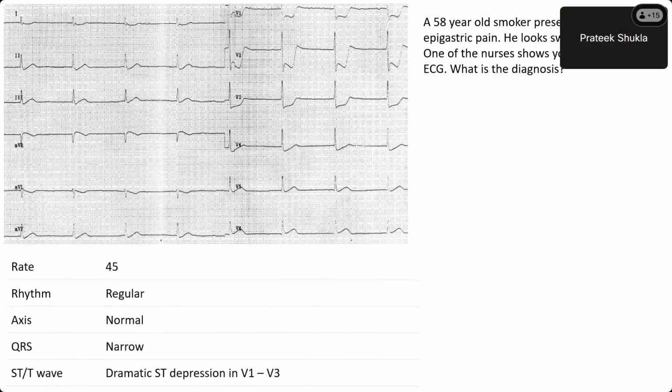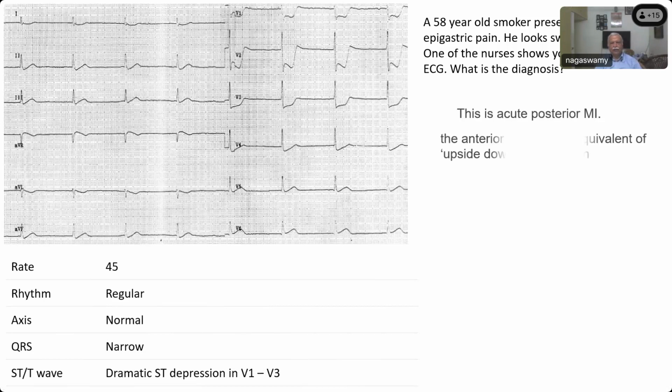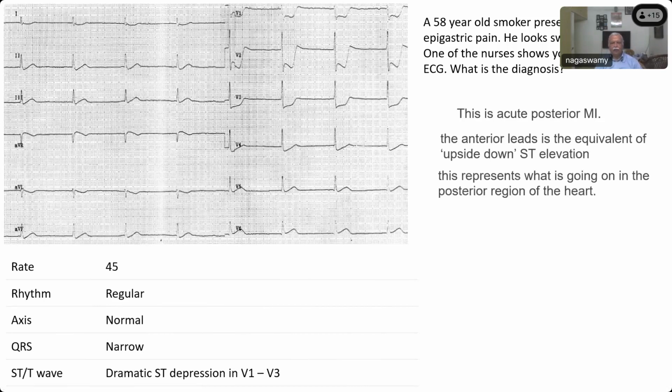So rate is about 45, rhythm regular, axis normal, QRS narrow, but there is a dramatic ST depression in V1 to V3. This is acute posterior wall MI. ST depression in the anterior leads is the equivalent of upside down ST elevation. This represents what is going on in the posterior region of the heart.